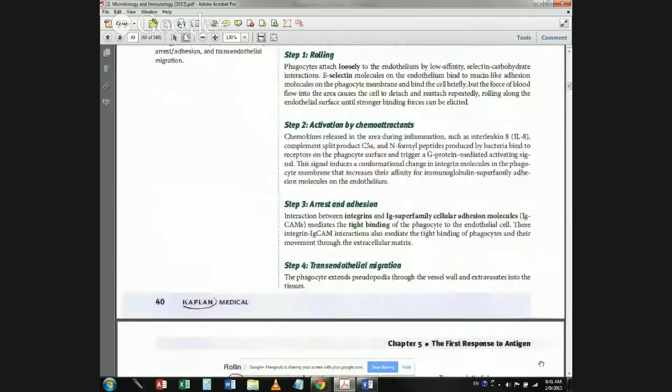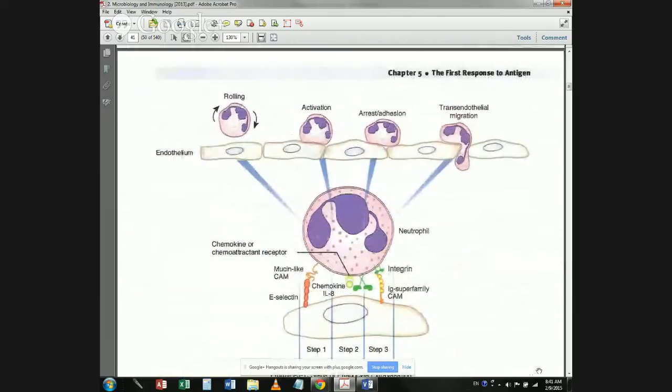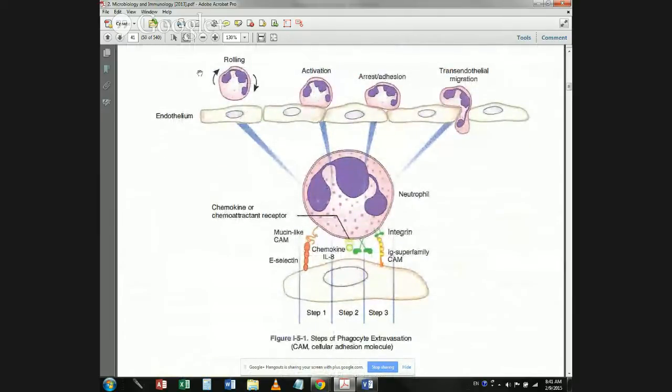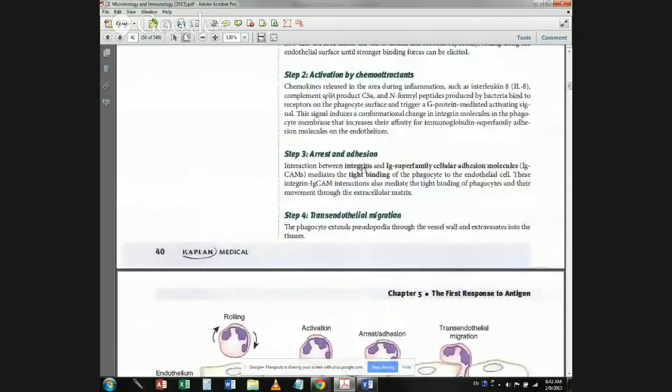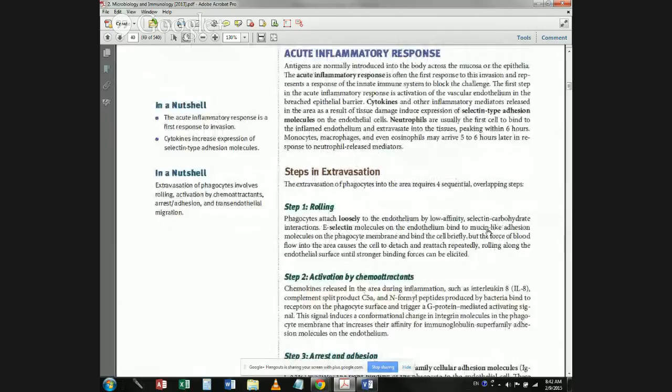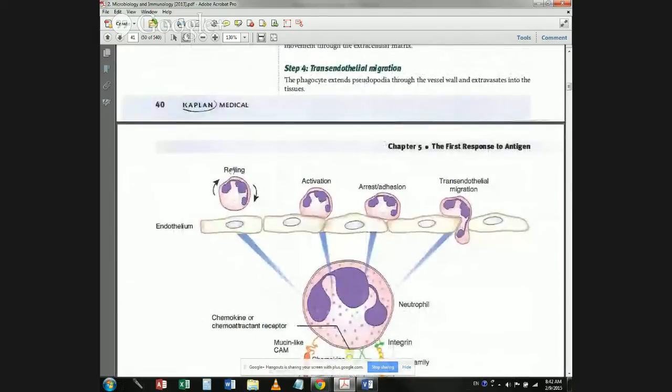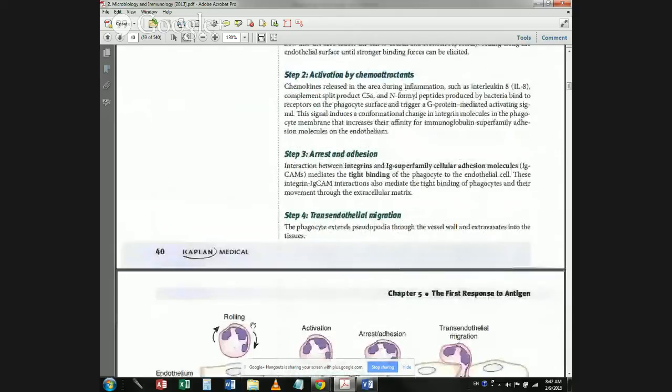So let's take a look at this picture here. Oh, that's a lovely picture. Look at that. This rolling phenomenon that we see here is because of loose binding and detaching of the, this is obviously a neutrophil, see, it's got multiple lobes. Anyway, it's got all these little, what would you call, mucin-like adhesion molecules? Well, these mucin-like adhesion molecules on the surface are loosely binding to the endothelium's E-selectin molecules.